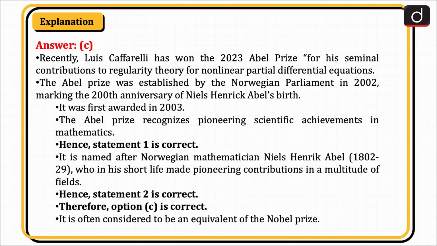It is named after Norwegian mathematician Niels Henrik Abel (1802–29), who in his short life made pioneering contributions in a multitude of fields. Hence, statement 2 is correct. Therefore, option C is correct. It is often considered to be an equivalent of the Nobel Prize.